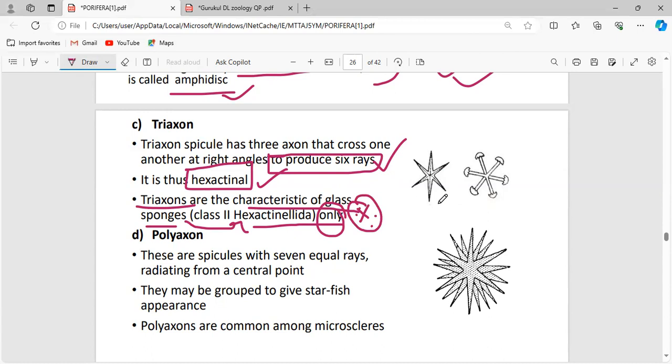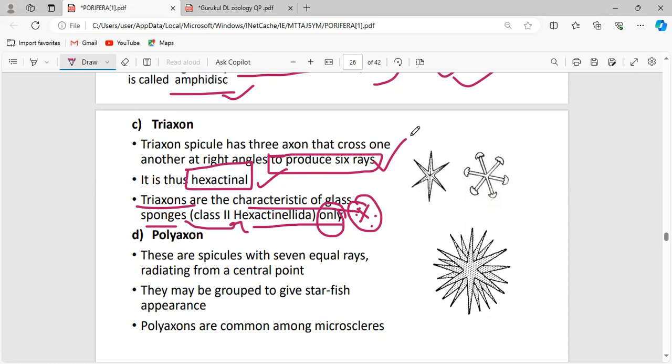Remember the statement which I have been using. "Triaxons are not the only characteristic feature of the sponges which are placed under the class Hexactinellida." This statement is wrong, but the triaxons are the characteristic of glass sponges. See, there are also other sponges which are placed under the class Hexactinellida, but only the glass sponges placed under the class Hexactinellida are triaxon. Definitely, it will be the triaxon. So, see the difference between these two statements.